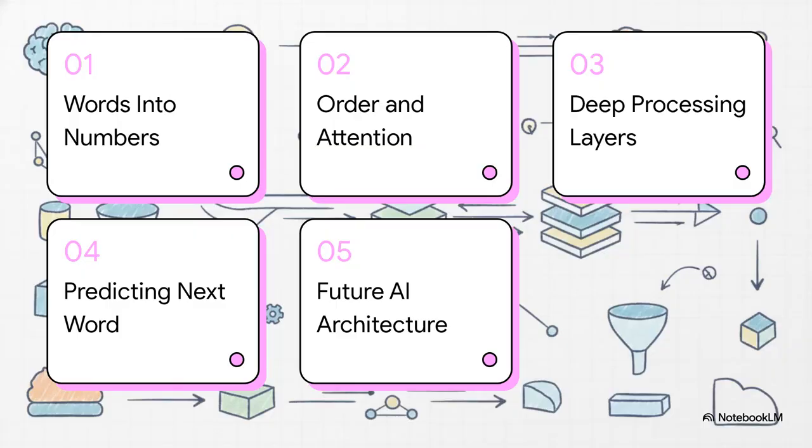Okay, so here's our roadmap. We're going to follow the exact chronological assembly line of a single text prompt. First, words into numbers. Second, order and attention. Third, the deep processing layers. Fourth, predicting the next word. And finally, number 5, the future of AI architecture.